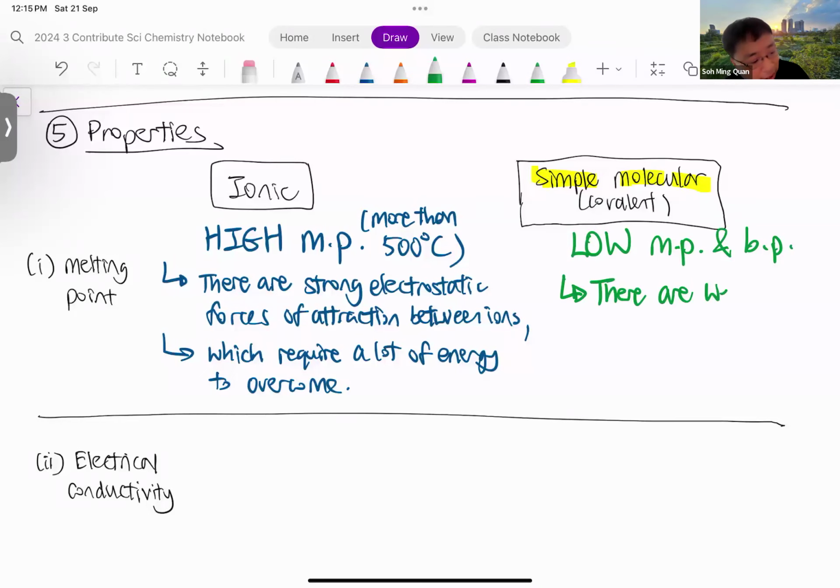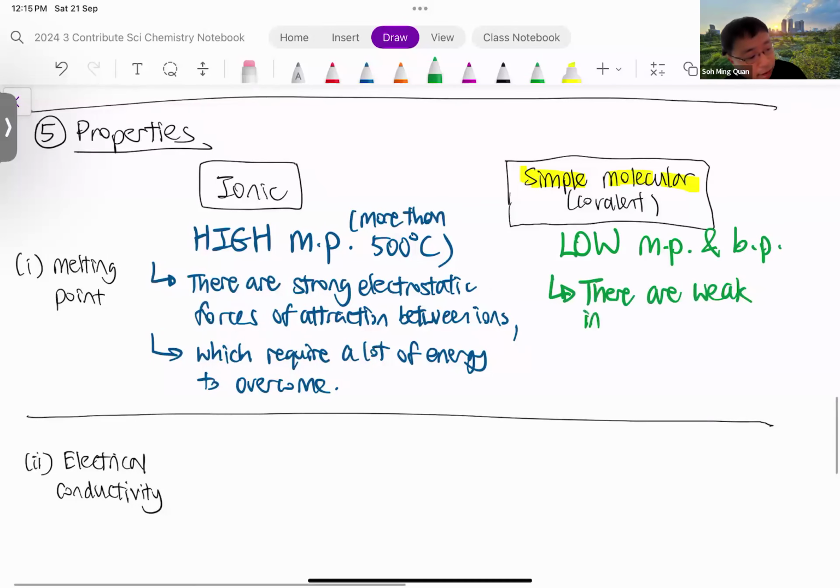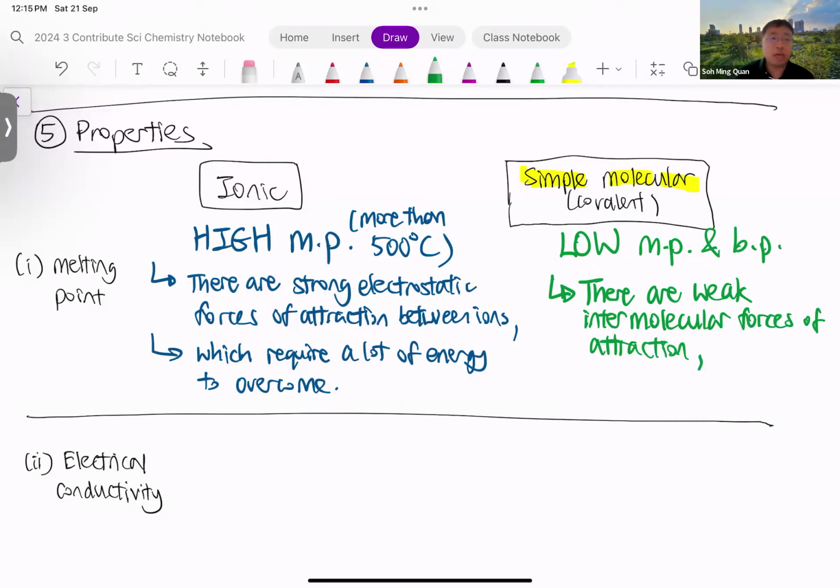There are weak intermolecular forces of attraction. Okay, so between the CO2 molecules, there are weak intermolecular forces of attraction. You can see this word, intermolecular means between the molecules. So it really only applies to things which have simple molecular structures, like CO2, H2O, NH3. So basically the covalent substances that we worked on just now.